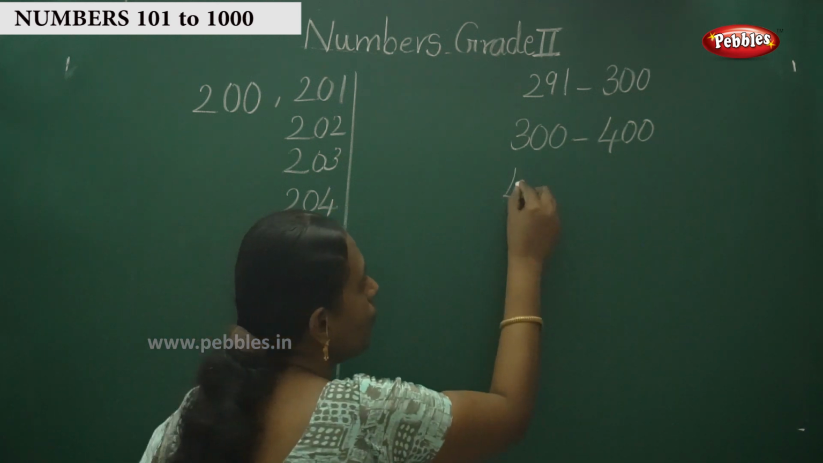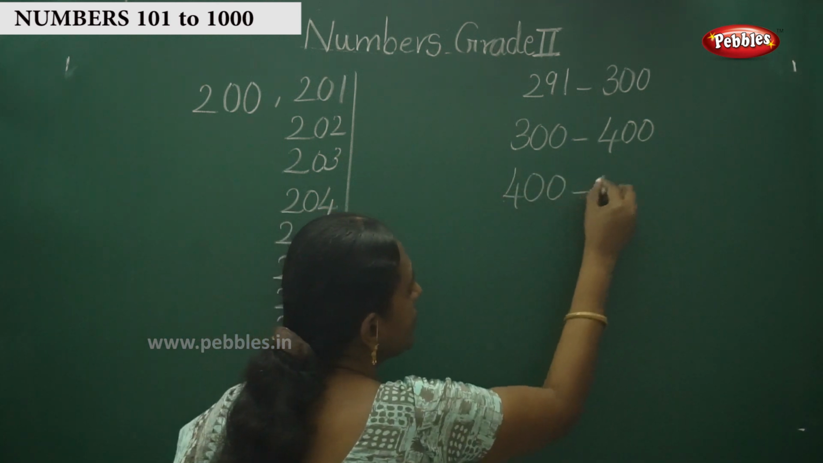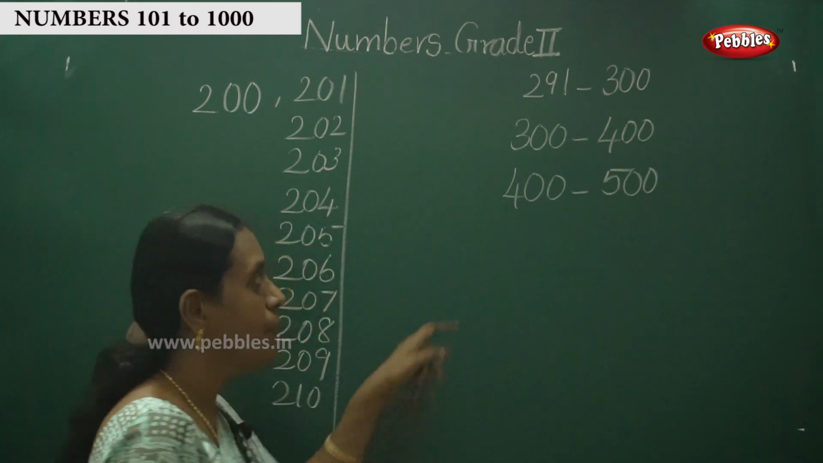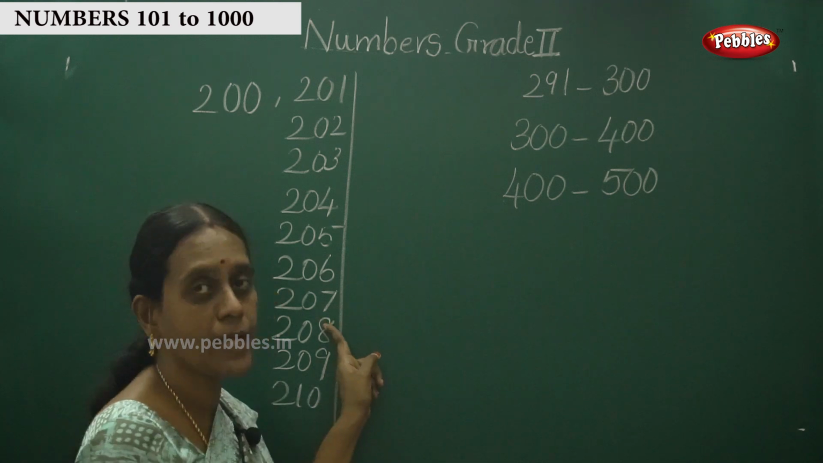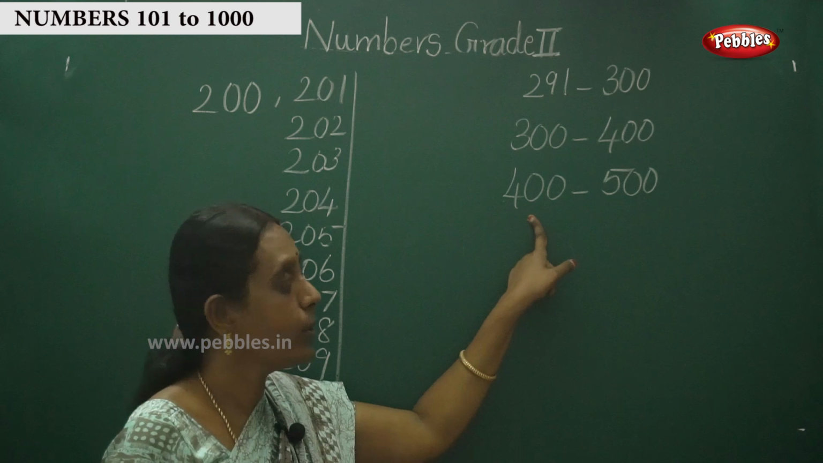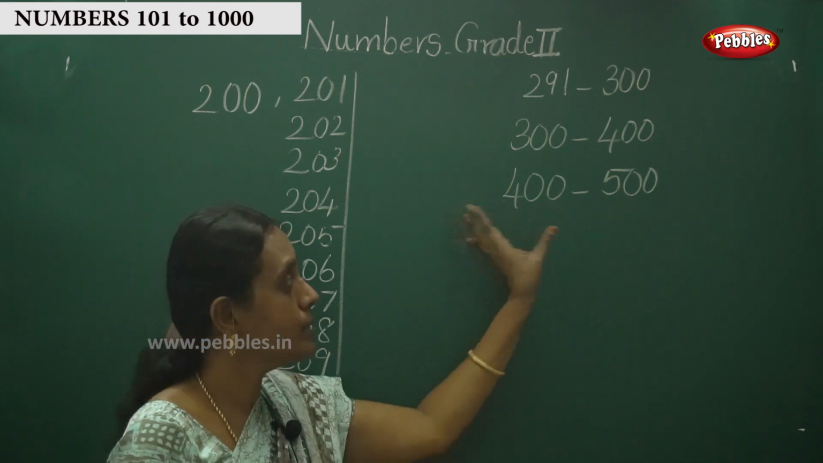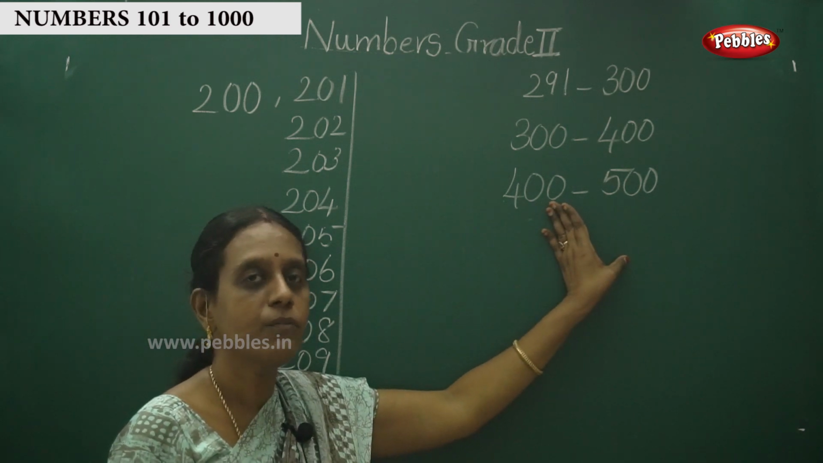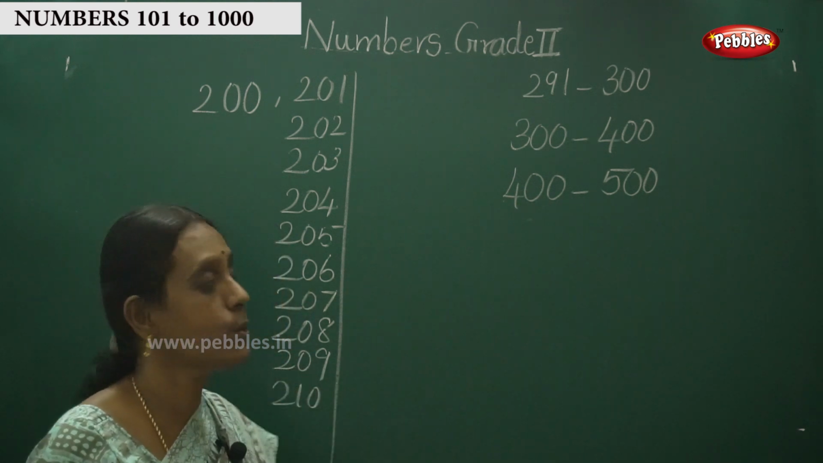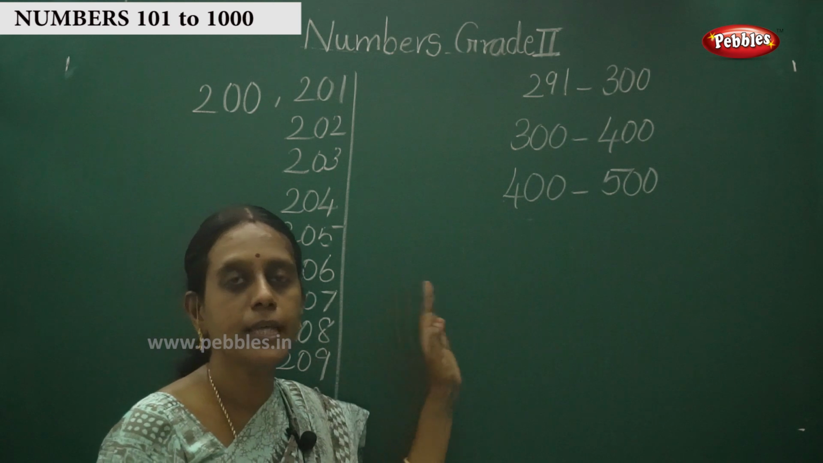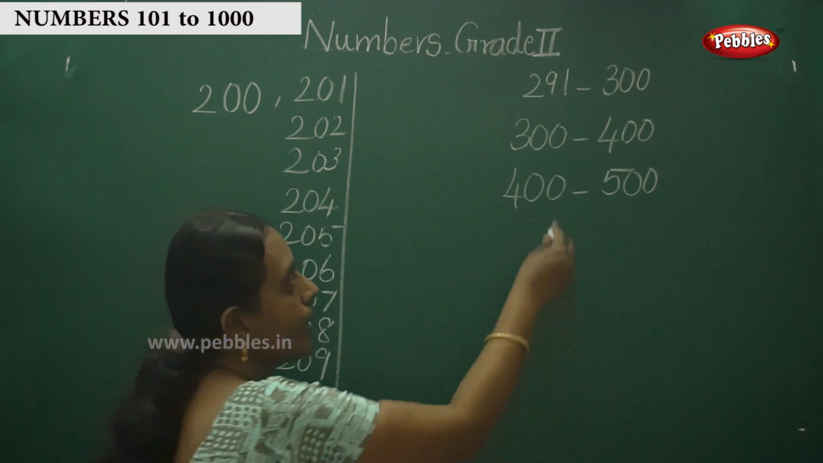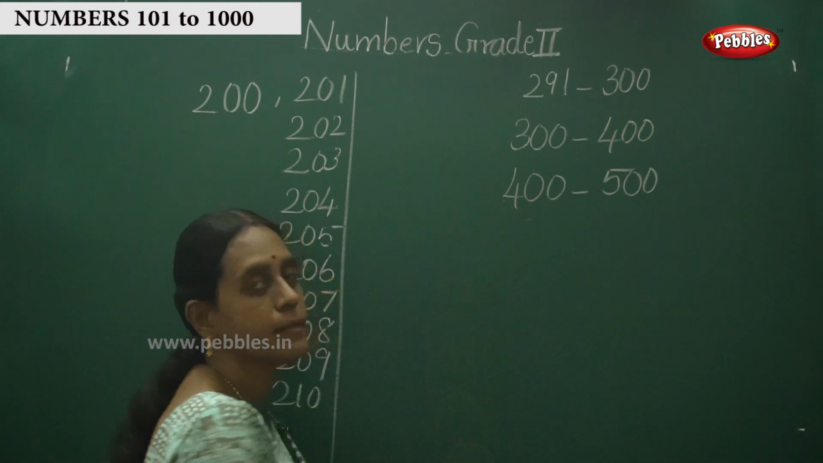Next, 400 to 500. Same way, 401. This way of writing in your checked notebook, 401 to 500. In between how many numbers are there? From 400 to 500 there are 100 numbers. You have to write all 100 numbers in this method. What are all of these? 3 digit numbers. Do you see, there are 3 digits: ones, tens, hundreds.